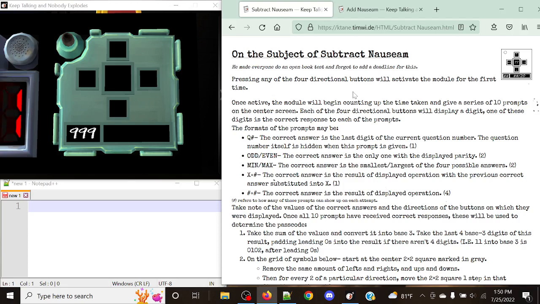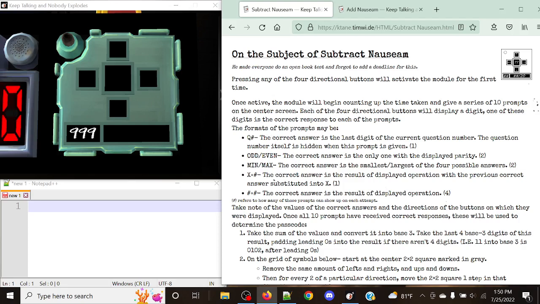So obviously we have unlimited time with this thing. We can go up to the maximum 999, and he made everyone do an open book test and forgot to add a deadline for this. So it really takes away the whole time factor of it, and it cuts the prompts in half. It also has the possibility of giving zero as an answer. But the prompts are going to be the exact same.